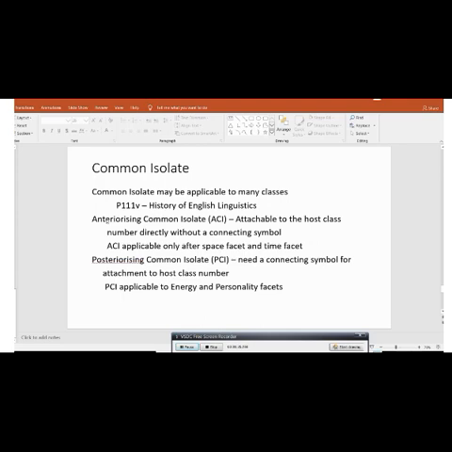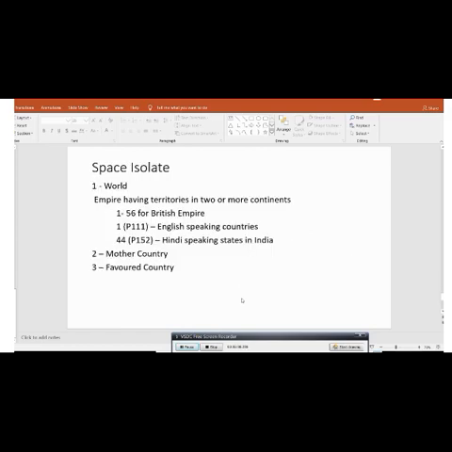Here he divided them into two parts: anteriorizing common isolates and posteriorizing common isolates. Anteriorizing common isolates are applicable directly without a connecting symbol, and applicable only after space facet and time facet. Posteriorizing common isolates need a connecting symbol for the attachment to the host classes. For example, if it comes under the energy facet, we will use the energy facet connecting symbol. Personality facet means personality facet connecting symbol, comma. So it will be used.